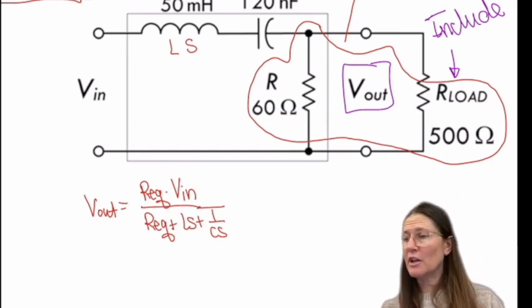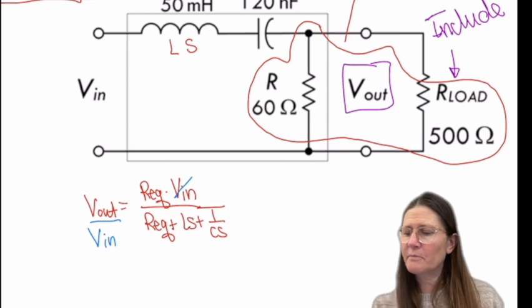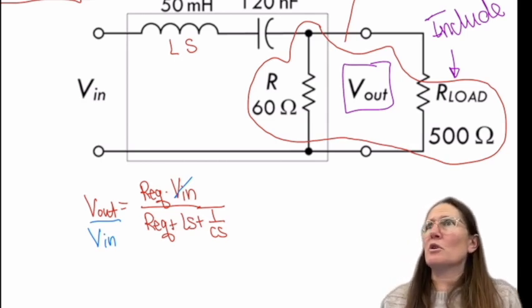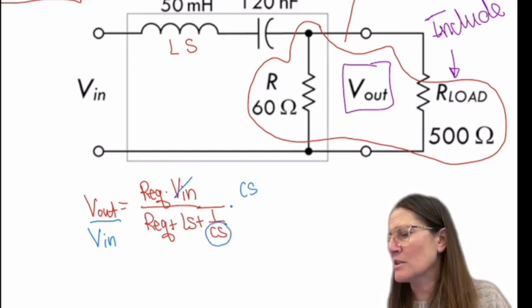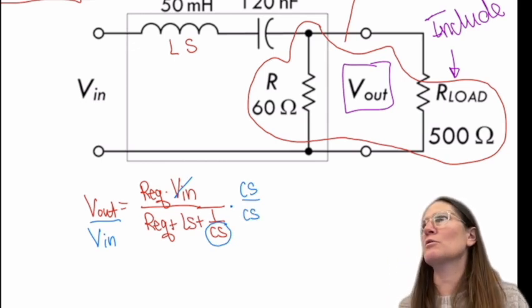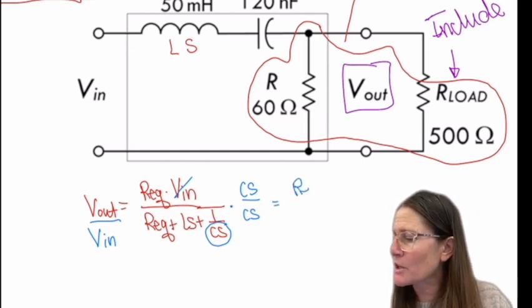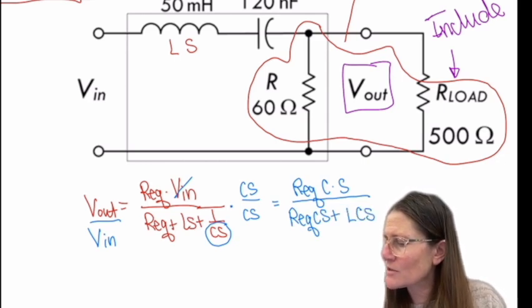To get V out over V in, you just take the V in and multiply it out to this side. So this would be an expression, but it's not in the standard form. We would want to get rid of this on the bottom by multiplying the top and bottom by that, which gives a multiplication of 1. So doing this, I have R equivalent C times S all over R equivalent CS plus LCS squared plus 1.